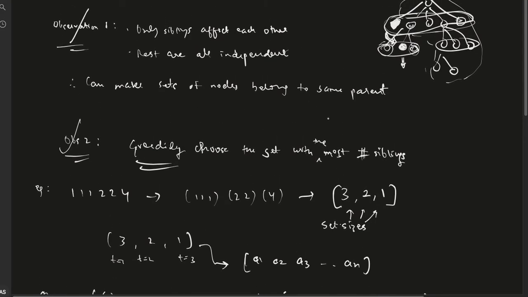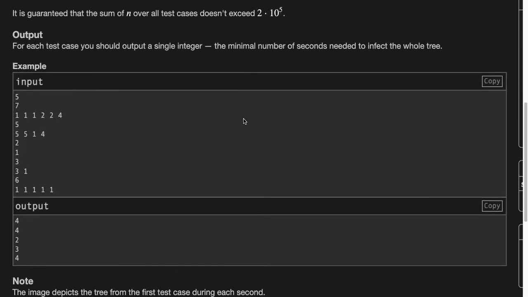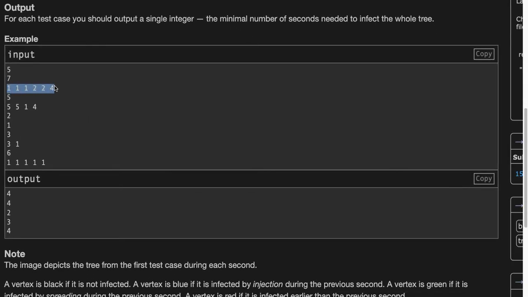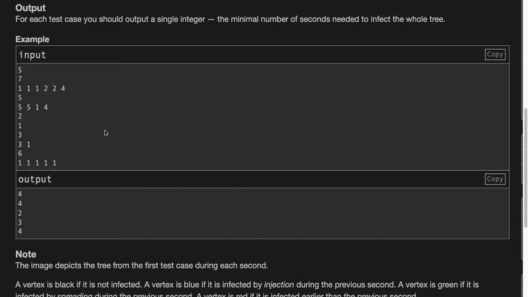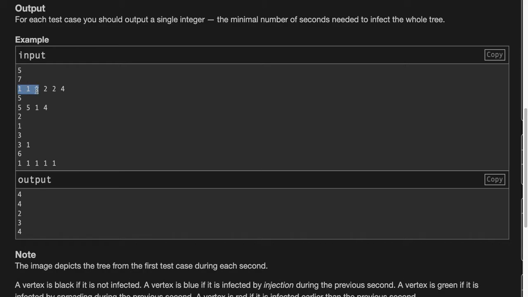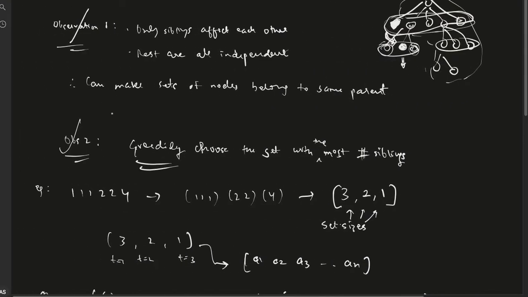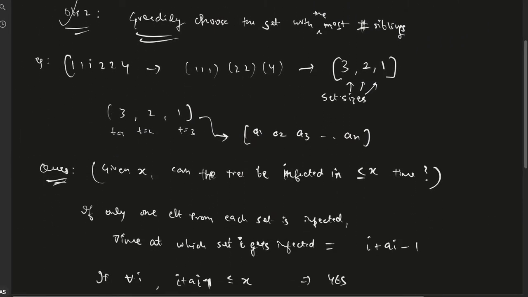Okay, so once this is done, the way the input is defined is: this means that 1 is the parent of node 2, 1 is the parent of node 3, 1 is the parent of node 4, 2 is the parent of node 5, 2 is the parent of node 6, 4 is the parent of node 7. So this makes it easy for us to group siblings. That is, all the nodes with the same value form a group of siblings. So this was the input. We can say that we've been given three groups of siblings, and these are the sizes of the three groups of siblings.